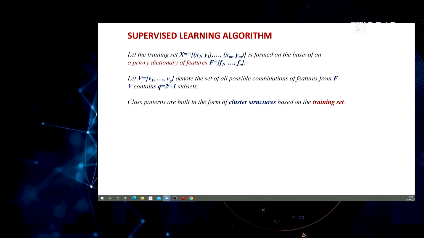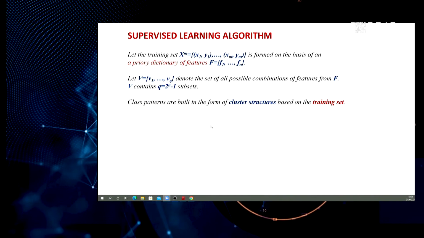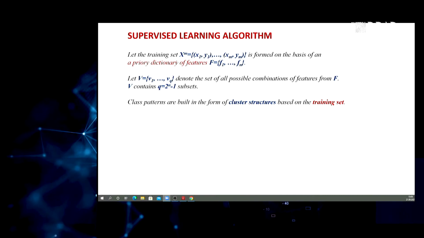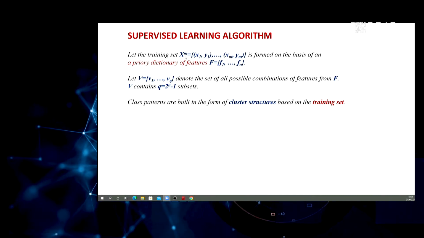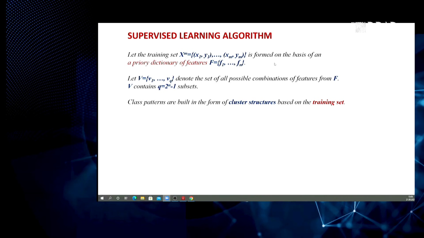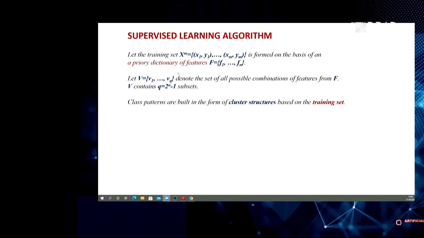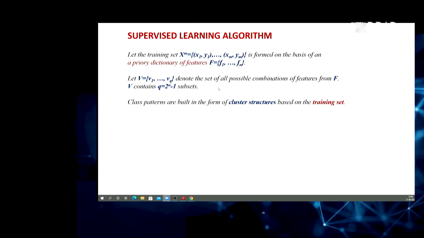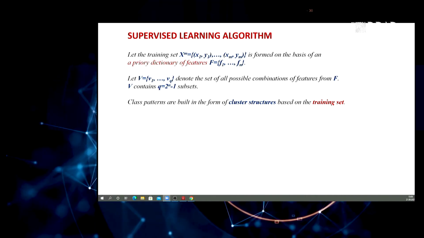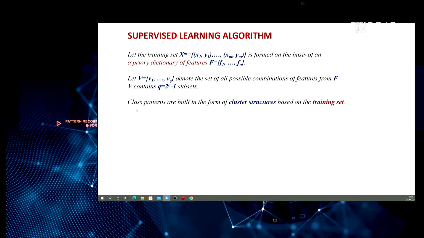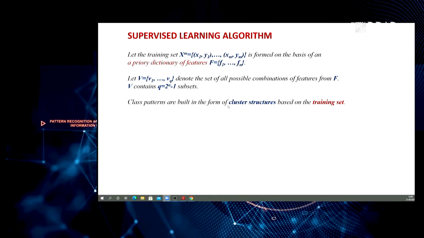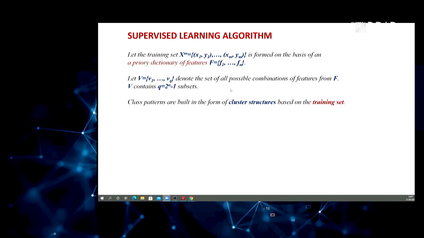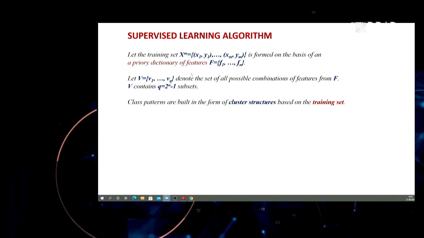To implement this idea, a supervised learning algorithm was designed. So let's say that we have a training set, and this set is formed on the basis of the so-called a priori dictionary of features F. Let V also be a set of all possible combinations of features from F. So we are going to build class patterns in the form of cluster structures based on the training set, and the a priori dictionary of features will be used.